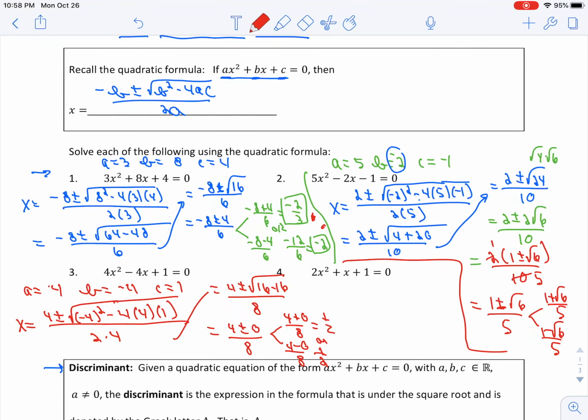So what I want to point out here with this one is, notice up here again that we had two distinct real roots. I'm going to write that here. Two distinct, meaning different, real roots. Real because we weren't taking square roots of negatives or anything like that. In this one, we also had two distinct real roots.